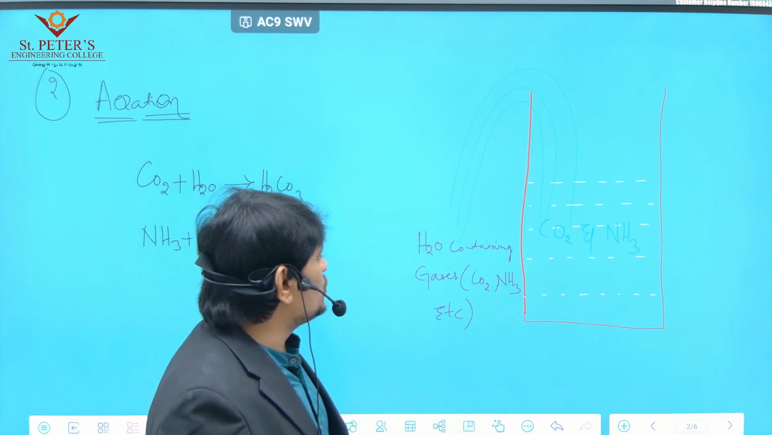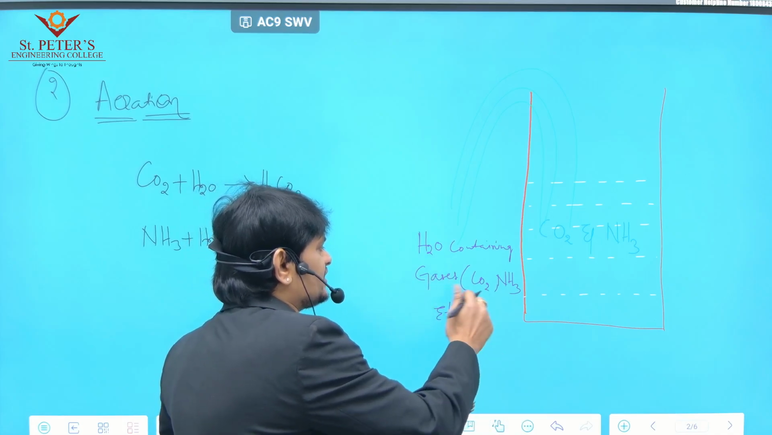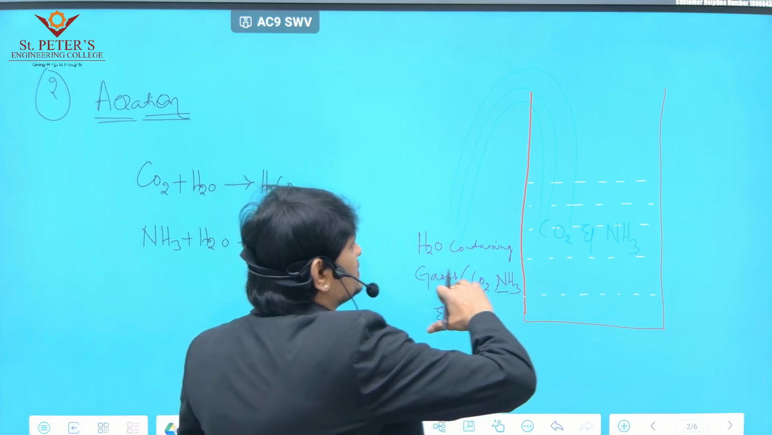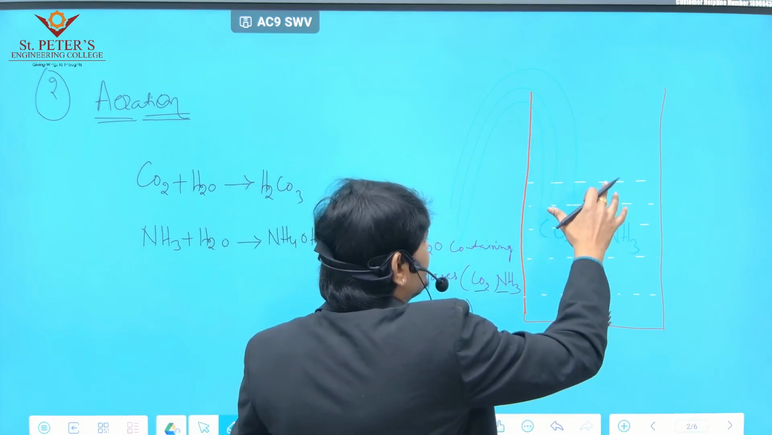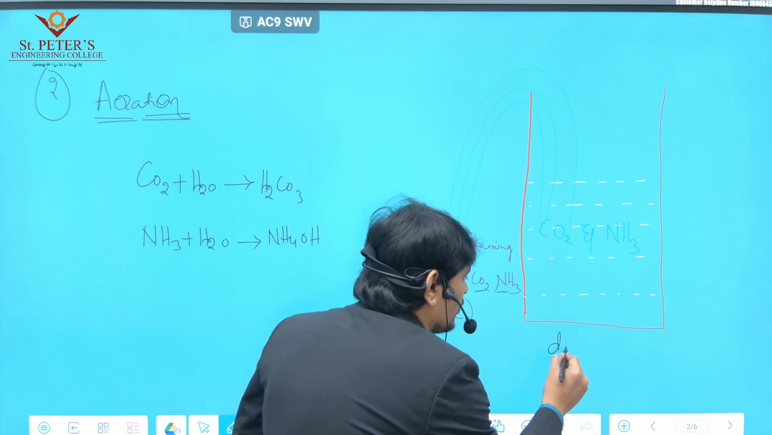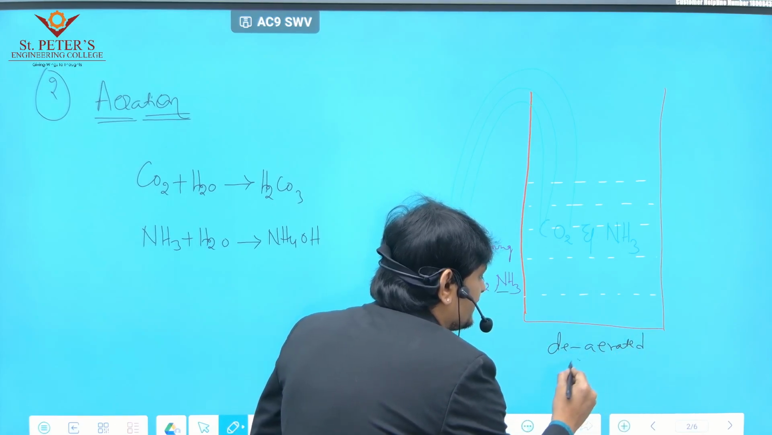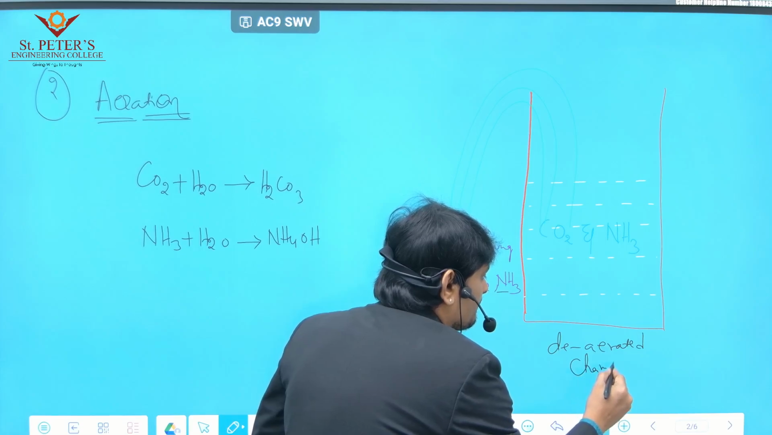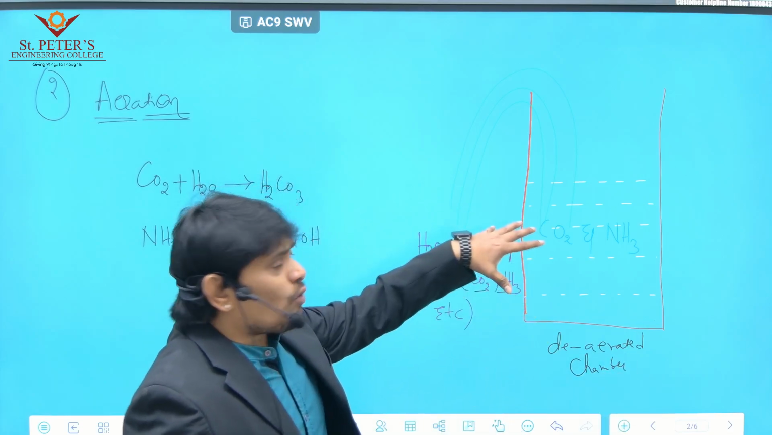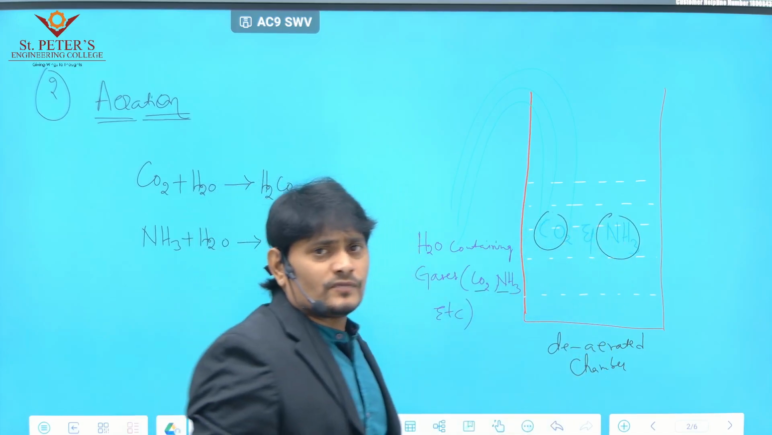Now, what we need to do is that the water containing gases such as carbon dioxide, ammonia, etc. should be passed inside this chamber, the deaerated chamber. This deaerated chamber contains the water, and the water contains the carbon dioxide and ammonia gas.